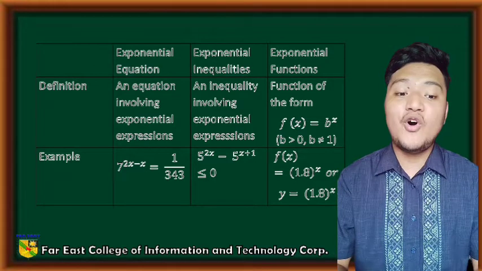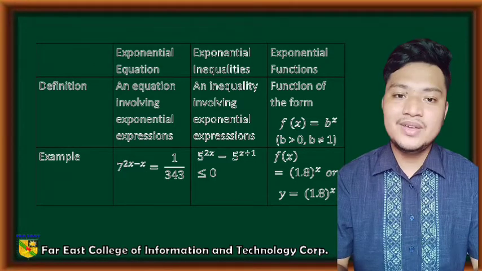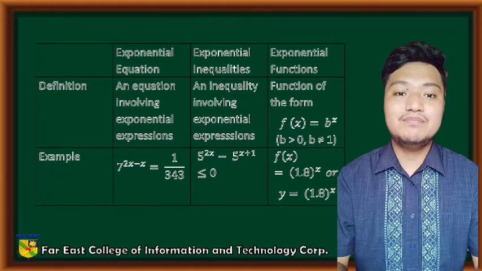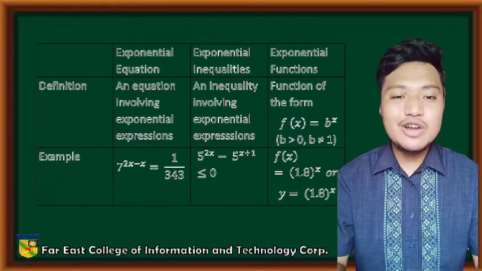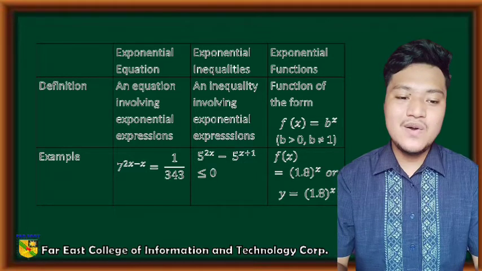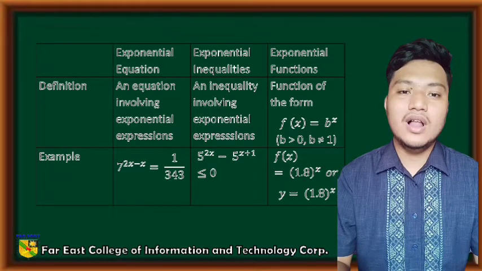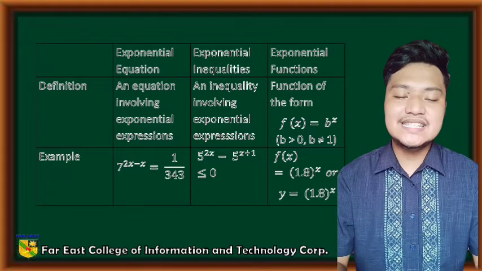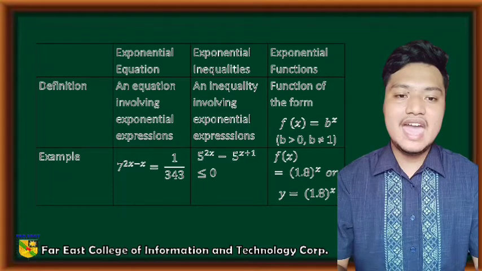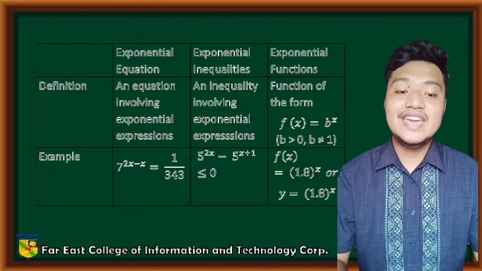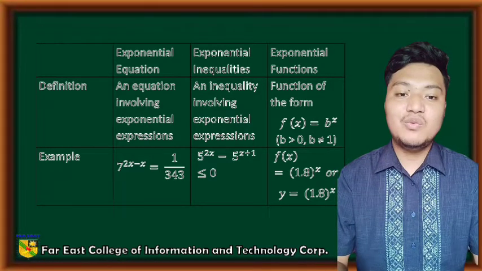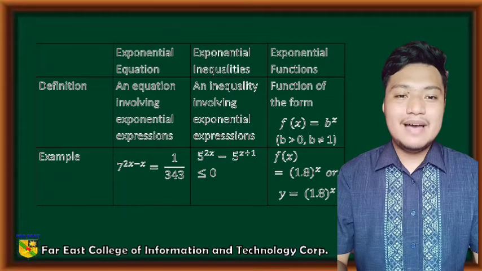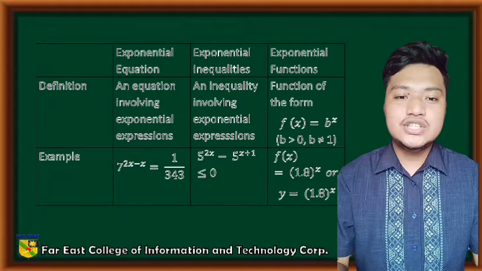Function of the form f of x is equal to b to the x power, that b is more than or equal to 0, or b is not equal to 1. For example, f of x is equal to 1.8 to the x, or y is equal to 1.8 to the x. So, bakit natin nasabi na isa siyang exponential function?